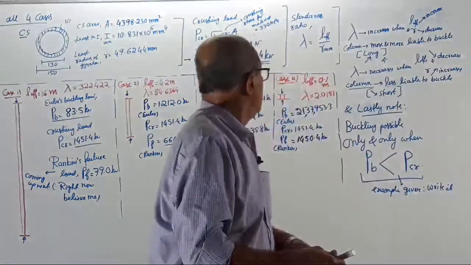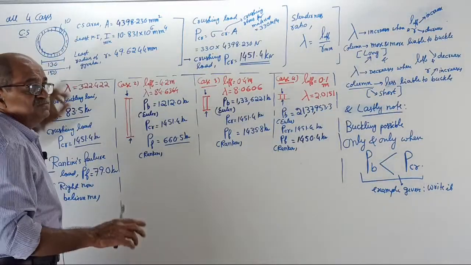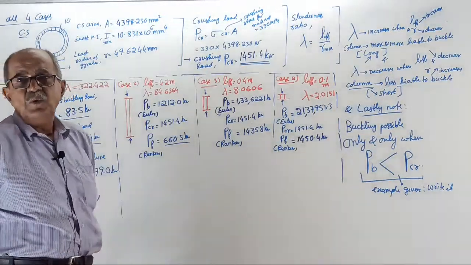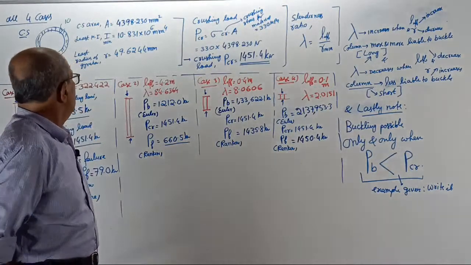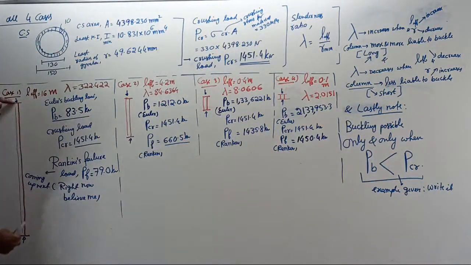Okay. See, now, yesterday's class continued. I will tell once again, we considered a column with different effective lengths. See here, case 1, I have shown a rough sketch. The column is subjected to load like this. Effective length is 16 meter.